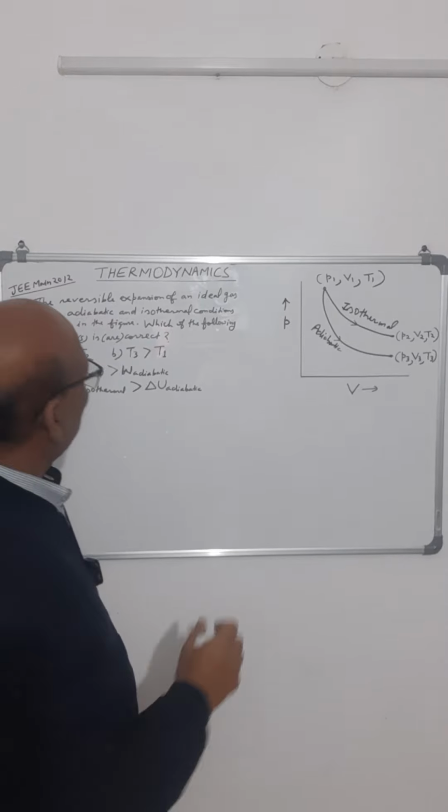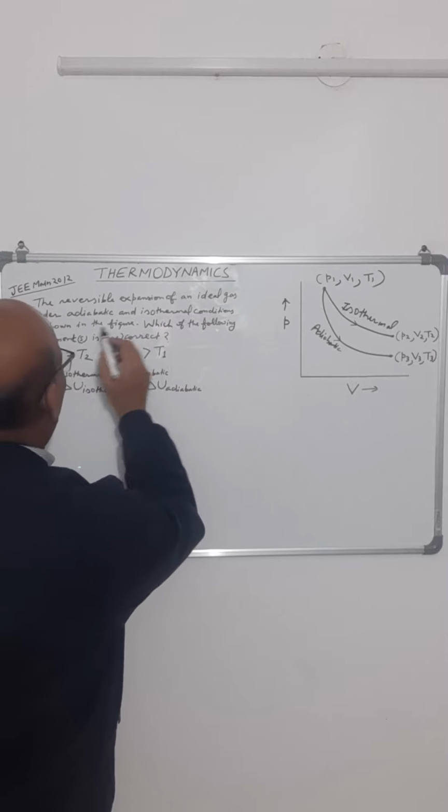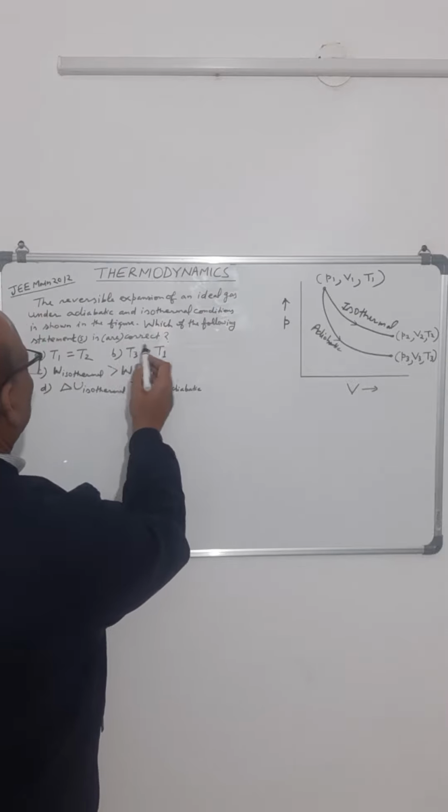So this question related to thermodynamics was asked in JEE Main 2012. That is, a reversible expansion of an ideal gas under adiabatic and isothermal conditions is shown in this figure. Which of the following statements are correct?